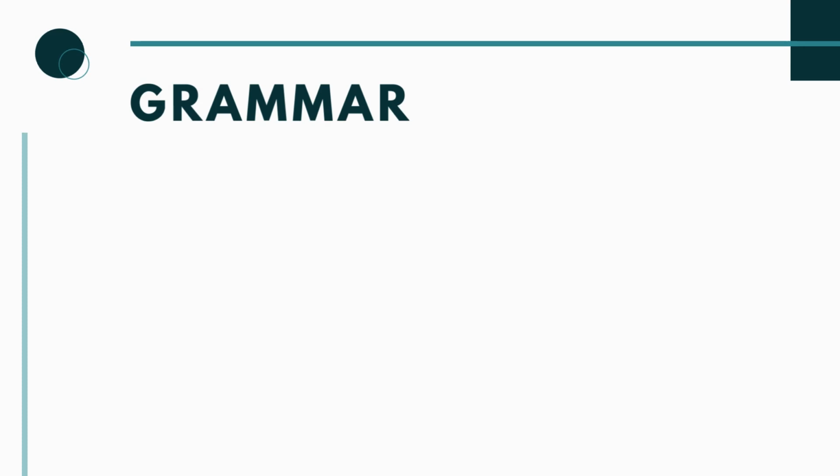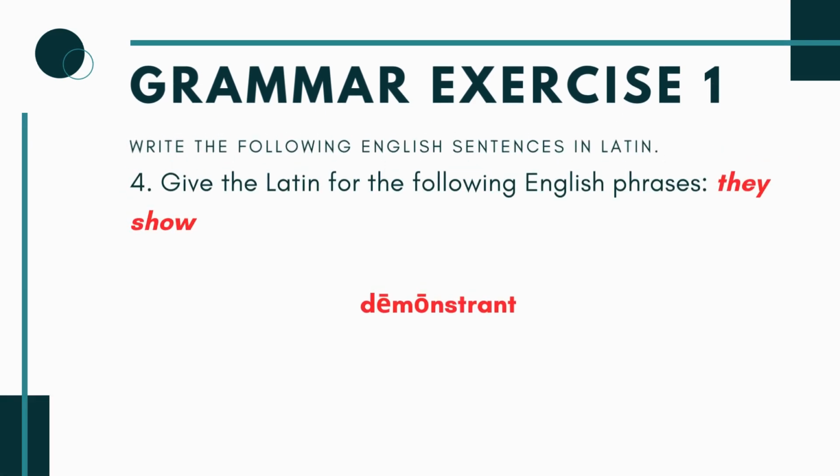Okay? So now you move on to number 4 of this grammar exercise. And it says, give the Latin for the following English phrases. So you're going English to Latin, which is always a really good thing to do. It'll help you work backwards and process everything that you have going on. So the verb here we want is they show, which is demonstrant. It's demonstrare. You drop the re, you add your ending. The nt means they.